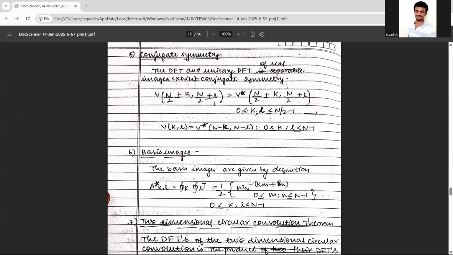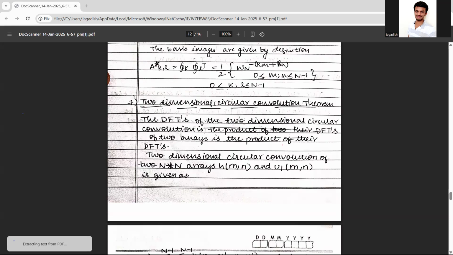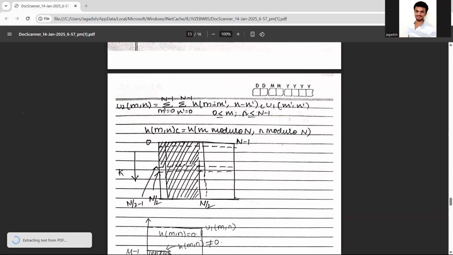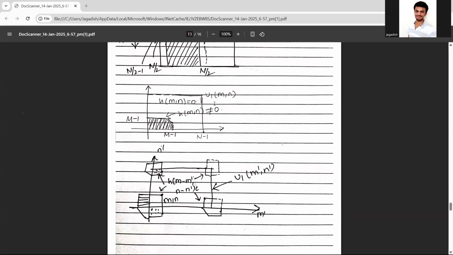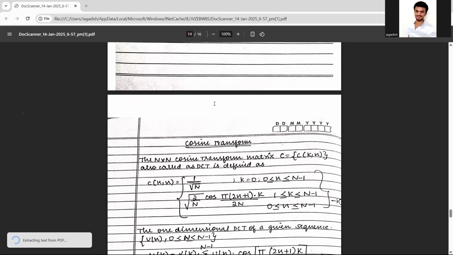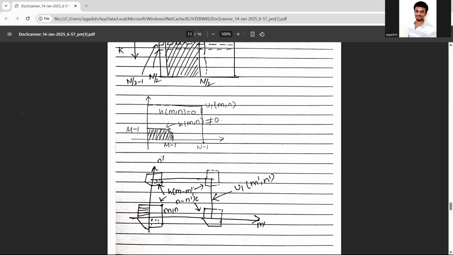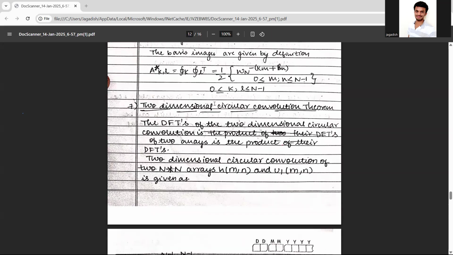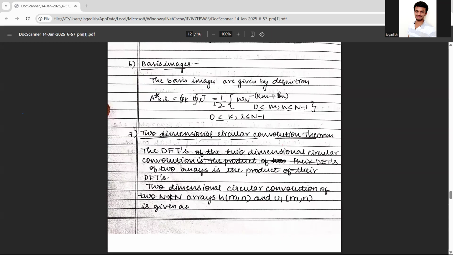Basis images: A star k,l is equal to phi k. I have shared the notes. Write down and practice the two-dimensional DFT properties. There are 7 properties. If you write 7 properties, you will get complete 10 marks. Okay, students, you will be getting complete 10 marks. So this will be your basis images.